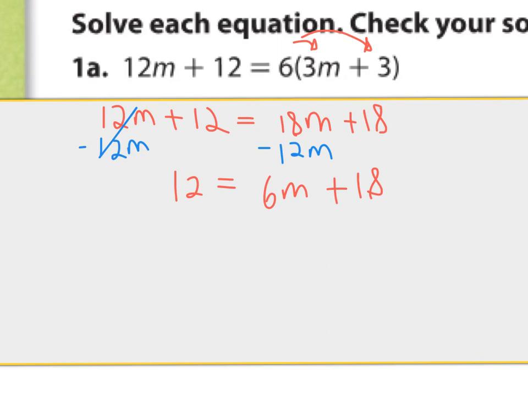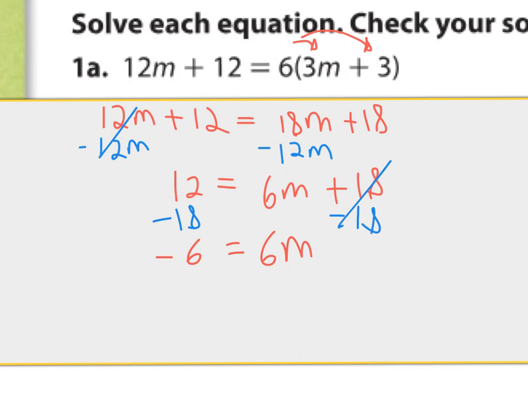Okay, and now we must look right here and get rid of the 18, because we're trying to isolate the m. So let's subtract 18 on this side, and you must do the same to this side, minus 18. On this side the 18s are gone, so I'm left with my 6m, and on the other side 12 minus 18 equals negative 6.